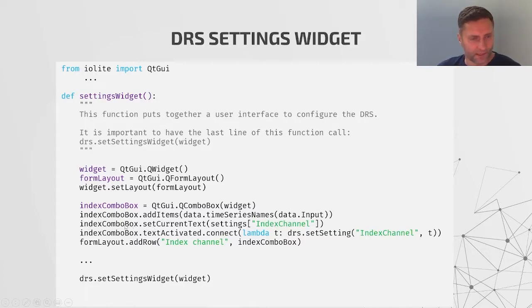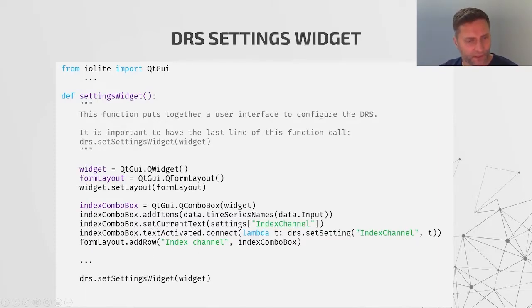Then we'll set the combo box to have a default value. In this case here, we're getting the default value from the settings dictionary. In this case, I would have already set that. I haven't put that in here, but I would have already set that to have some default index channel, and that would then set the combo box to have that by default.